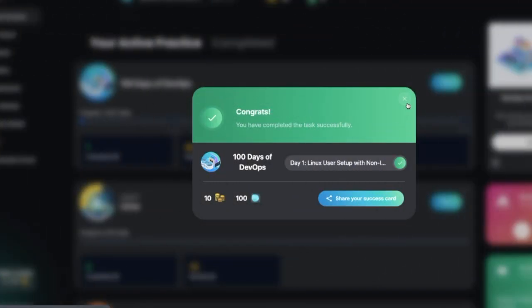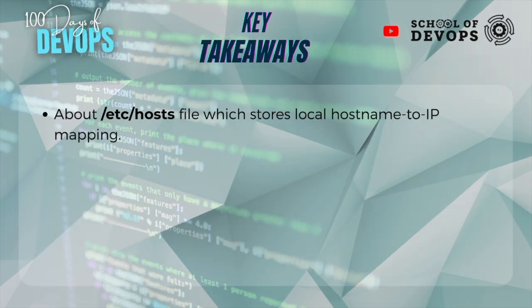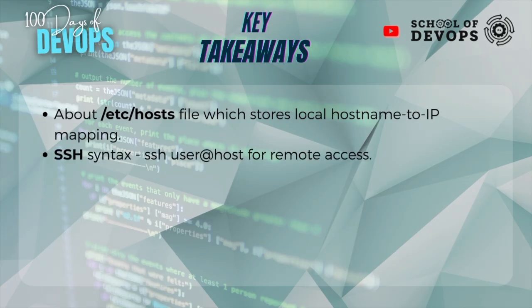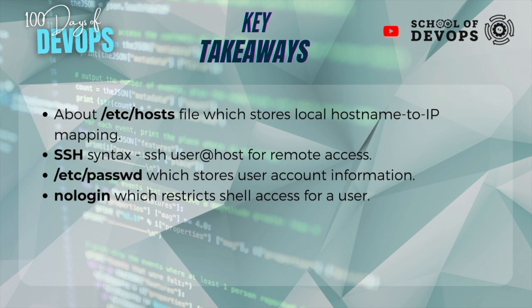So congratulations, we are done with day 1. Key takeaways for the day. First, we learned about the hosts file, which stores the local host name to IP mapping. Then we learned about SSH, which is a service to access remote systems, and the syntax for that is ssh user@host. Next is the passwd file that stores the user information in Linux. Fourth, nologin as default shell to restrict a user from accessing the shell. Fifth, use grep to match any pattern within the text.